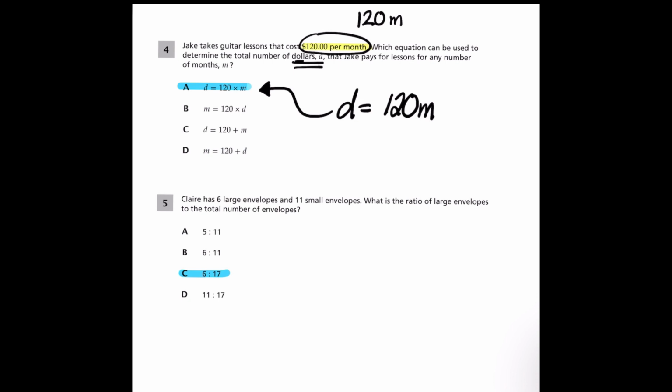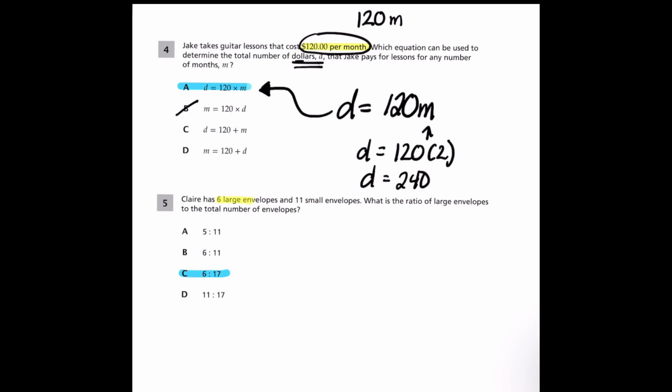So why can't it be B? Well, think about it if he had 2 months. If m is 2, would that tell me how much money he paid? No, 2 does not equal 120 times the dollars. But if I know there were 2 months, I could do 120 times 2 to figure out he's paying $240. So B is just a distractor. Let's go to the next one.